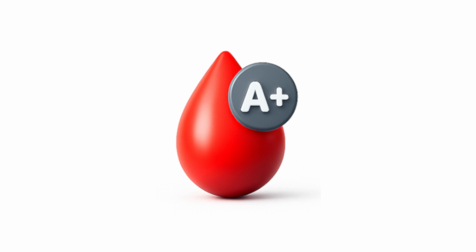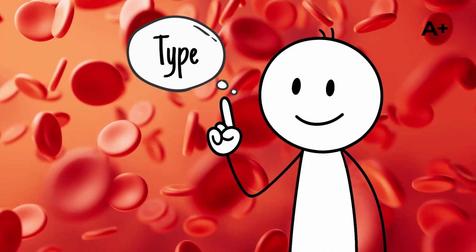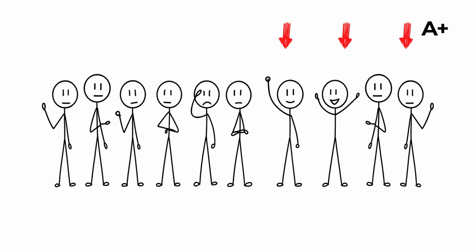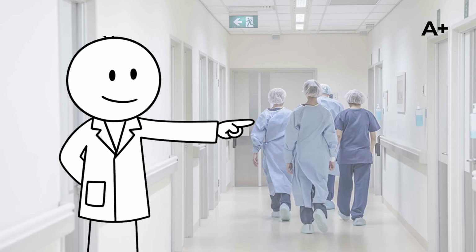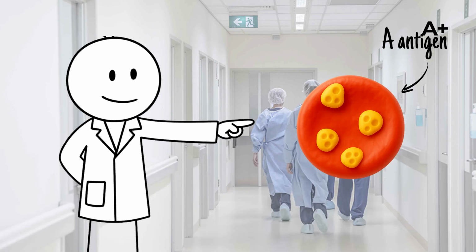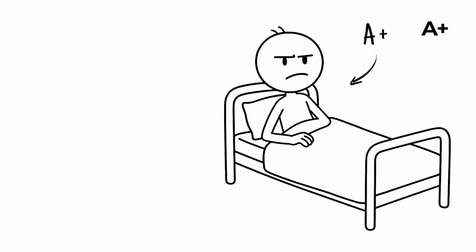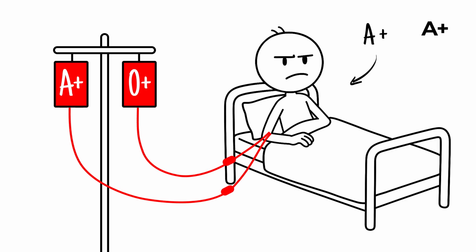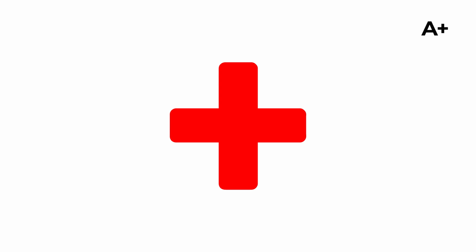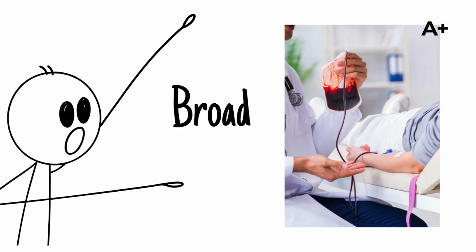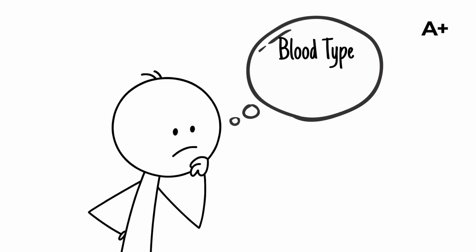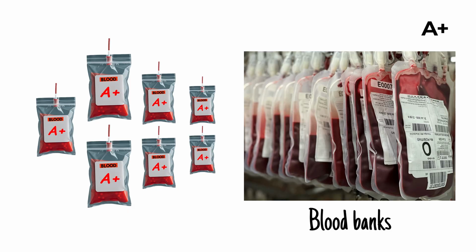A positive. A positive is the second most common blood type globally, present in approximately 3 out of every 10 people. It is characterized by the presence of A antigens and the RhD factor on red blood cells, meaning that individuals with A-positive blood can safely receive transfusions from both A-positive and O-positive donors. In medical practice, this gives A-positive a broad pool of compatible donors, making it one of the easiest blood types to manage in hospital settings. Its high prevalence also ensures that blood banks can maintain steady reserves for emergencies.